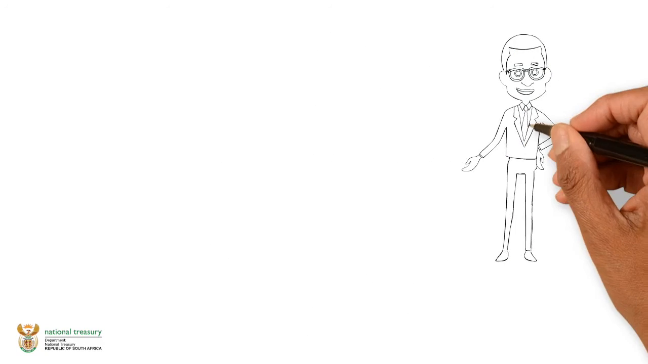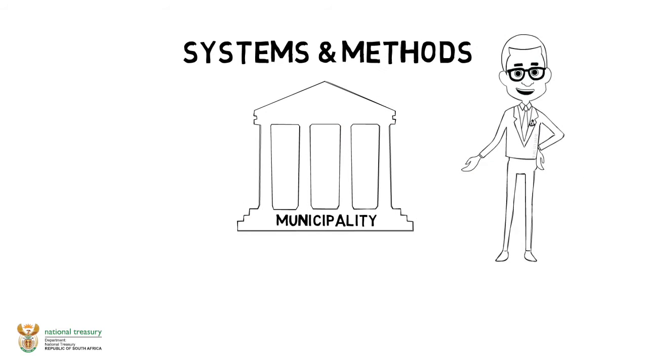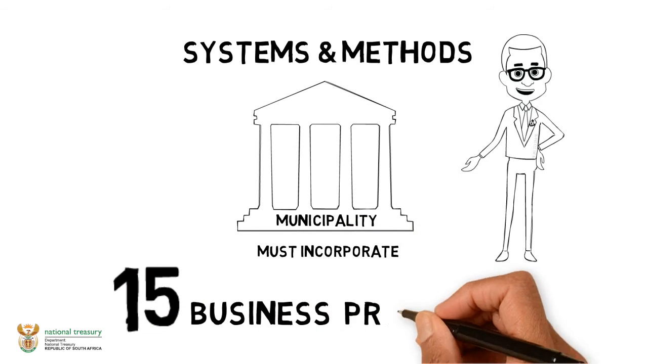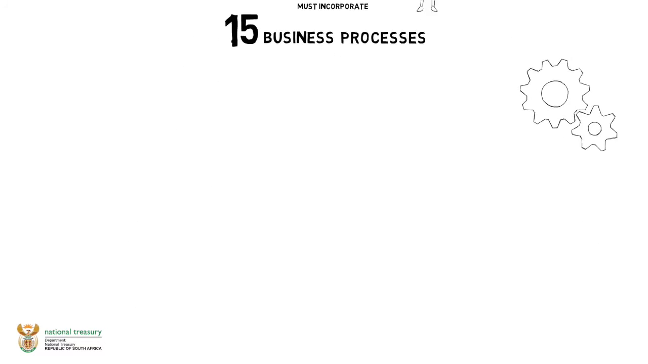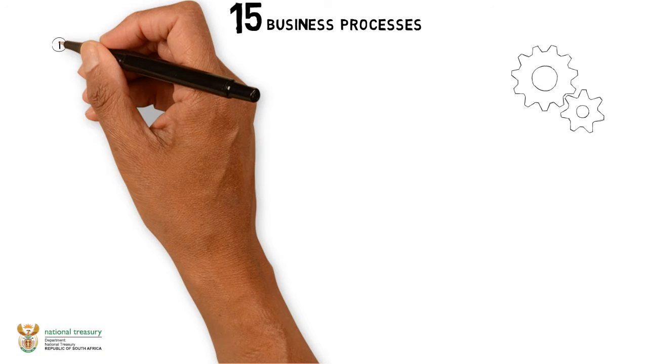The nature of the systems the municipality puts in place and the methods the municipality chooses to adhere to by the 1st of July 2017 must also incorporate 15 business processes. In this regard, Treasury has released 15 draft business processes which will, in the not-too-distant future, be gazetted by the Minister of Finance. The draft 15 key business processes, as envisaged through Chapter 3 of the regulation, are very clear.